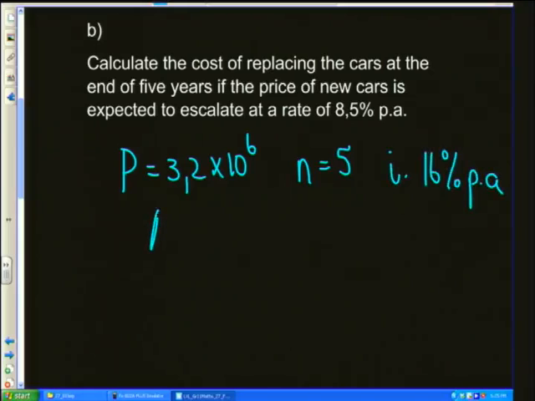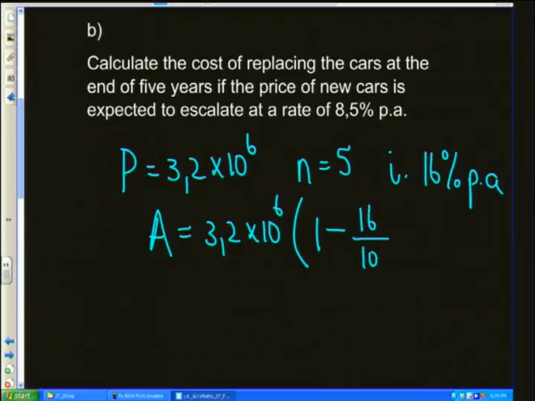So we then use our formula, A equals 3.2 times 10 to the 6 multiplied by 1. Now am I going to put a plus or a minus if I depreciate? Okay, I'm not going to grow that value. I'm going to decrease it. So it's minus the 16 over 100 to the power of 5 years.